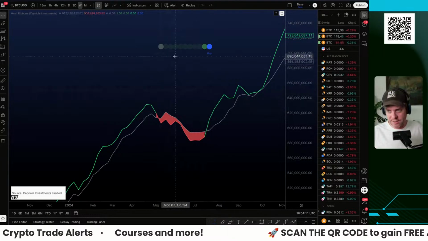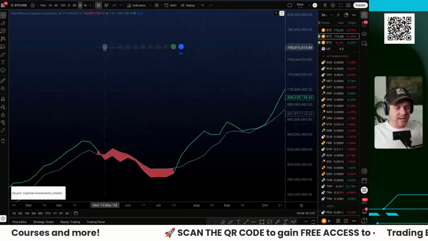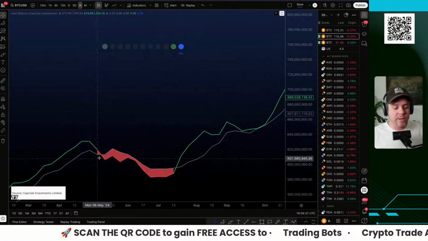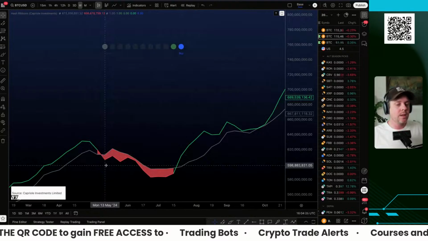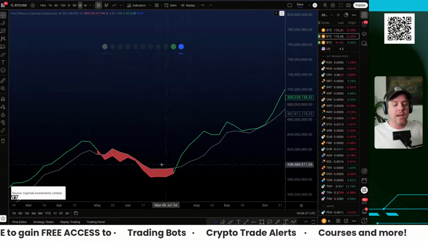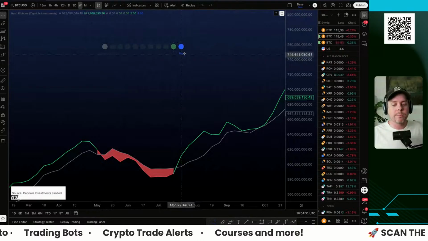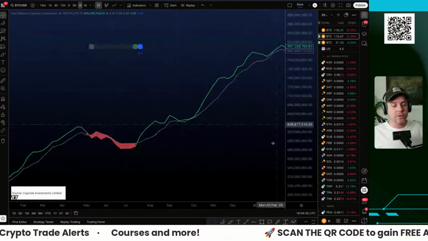So you can see these dots up here. These dots represent the point at which miners capitulate. That's the point at which profitability falls below the break-even cost of production. And then it shows the point at which it crosses back up and becomes profitable. And that is considered a buy signal. Now, these are great. These are great buy signals.